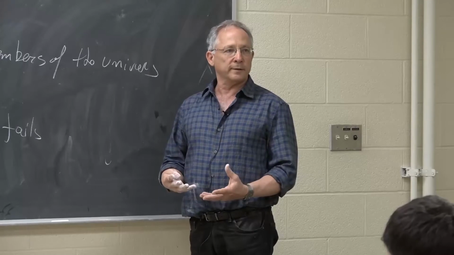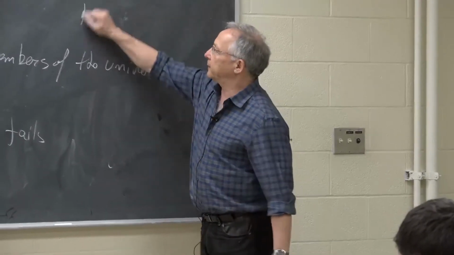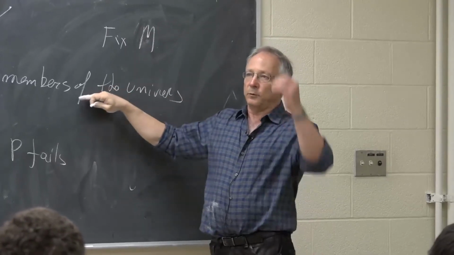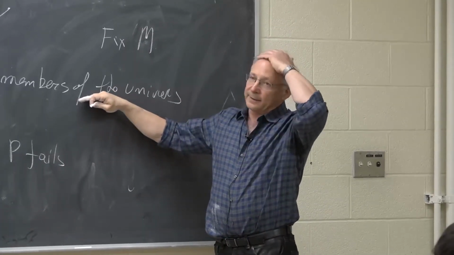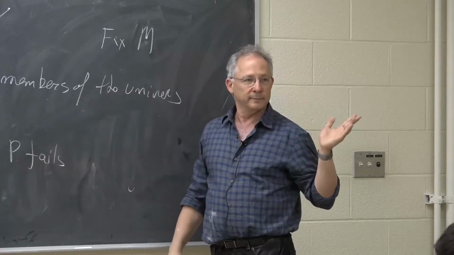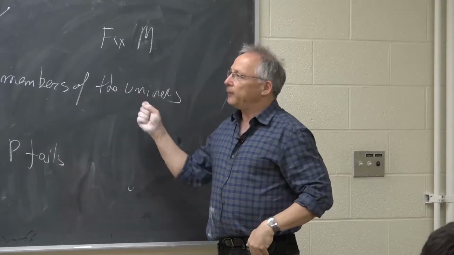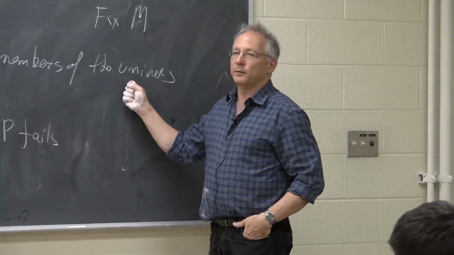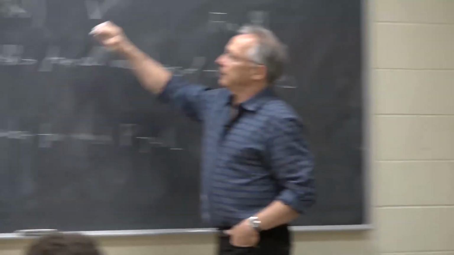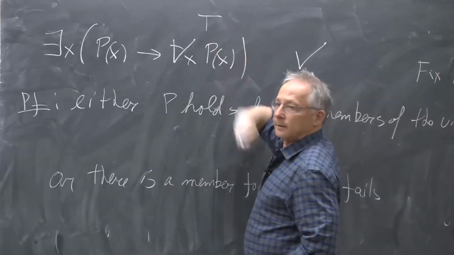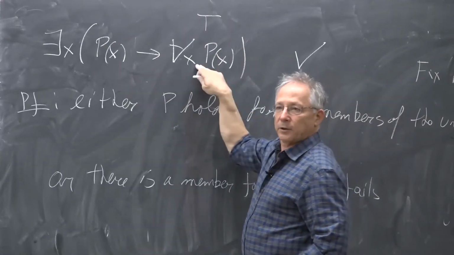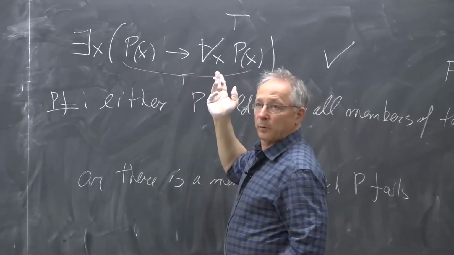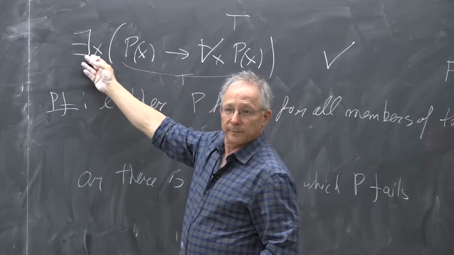I look at my universe, we fix my universe M, and I say there are two cases. Either all my eggs are whole or there is a broken egg. These are the two cases. If it's the first case, if P holds for all elements of the universe, then the conclusion is true. And if I have an implication which ends with a true, then this is true. Always. So this is true.